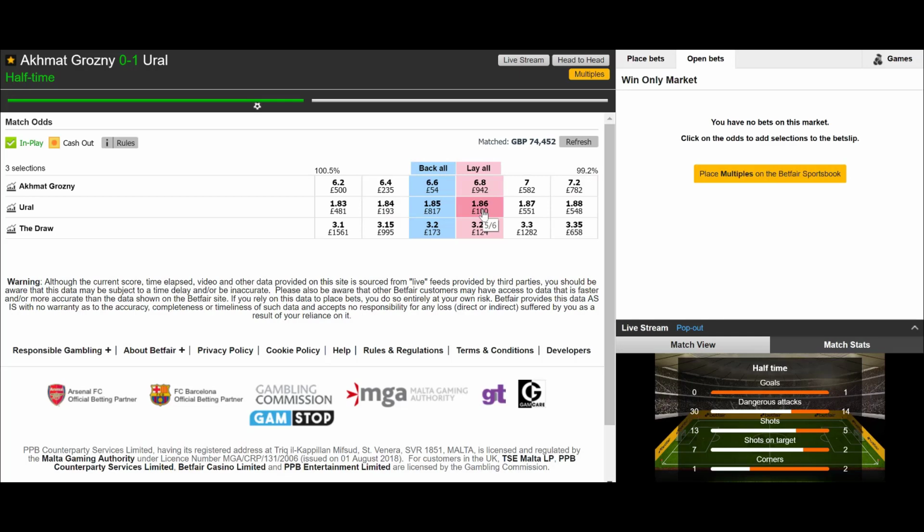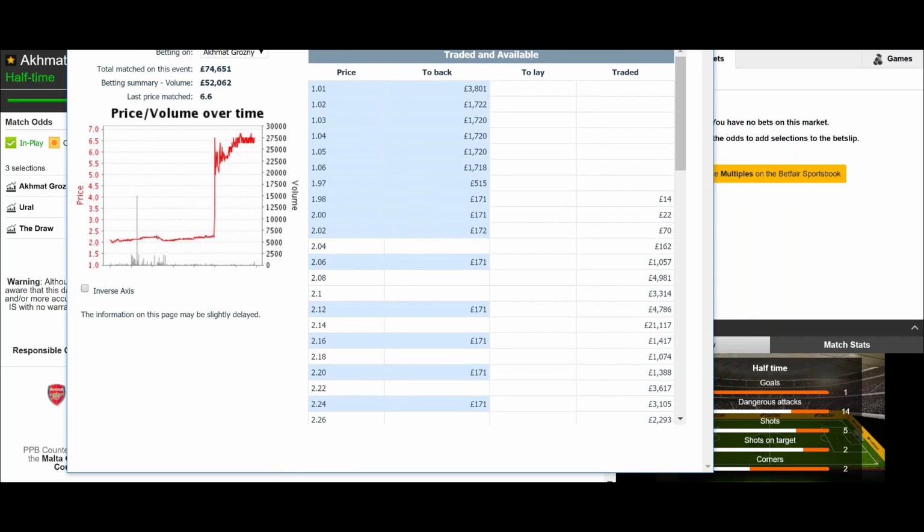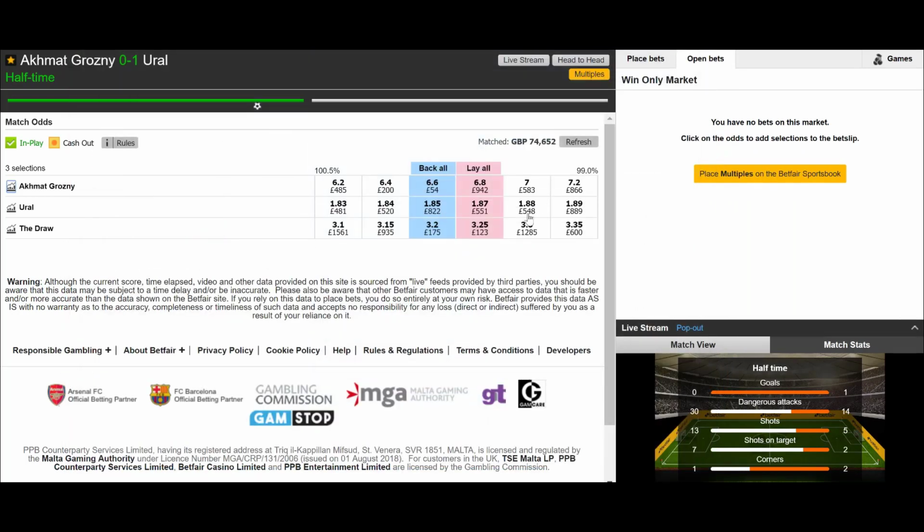So that means that we are putting ourselves in a position to win more than we are risking. And let me just double check. I just want to see what the price was on Akhmat. They were around evens starting price in this one, so a fairly strong favourite, not overly strong. But anyway, there's a lot of indication that we should definitely be laying this winning team right here.